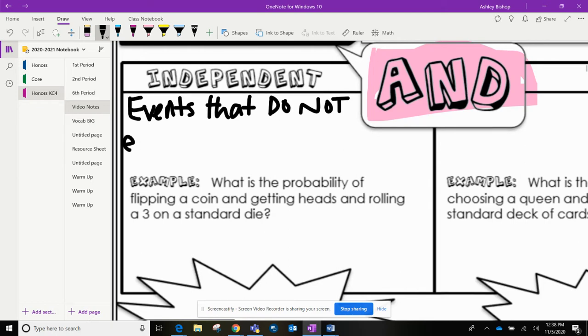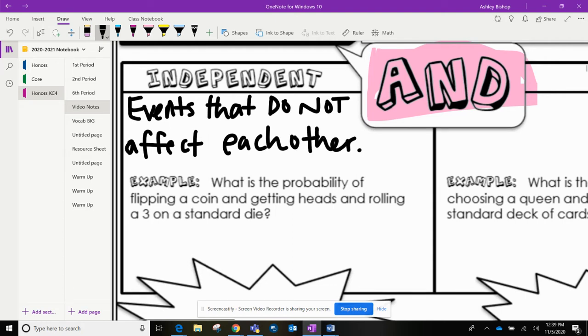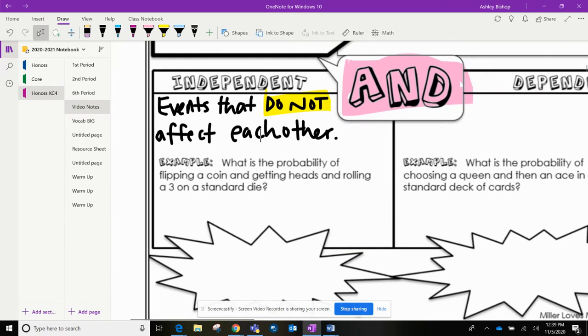So independent events are events that do not affect each other. They have nothing to do with each other. The outcomes aren't going to be reliant on what happens.